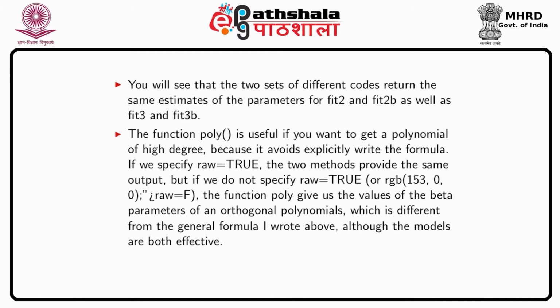So the function poly is useful if you want to get a polynomial of high degree, because it avoids explicitly writing the formula. If we specify raw equals true, this is one of the arguments required in R, the two methods provide the same output. But if we do not specify raw equals true, the function poly gives the values of the beta parameters of an orthogonal polynomial. As I've mentioned before, there are two ways of fitting it. In case we specifically want the raw polynomial fit, then we need to mention that raw equals true.